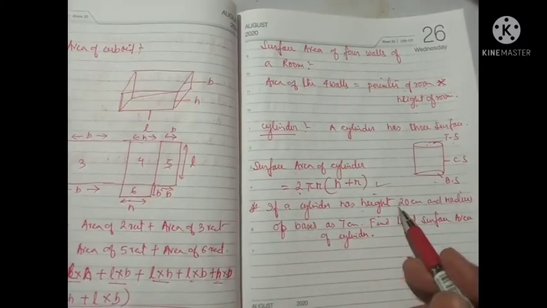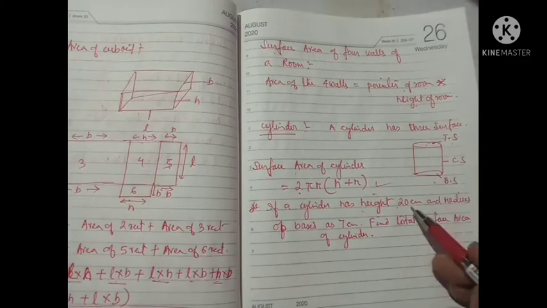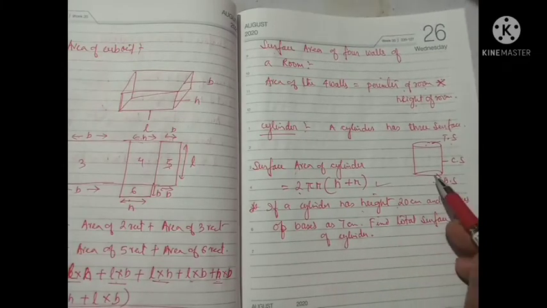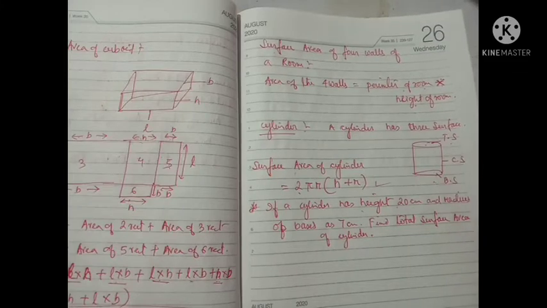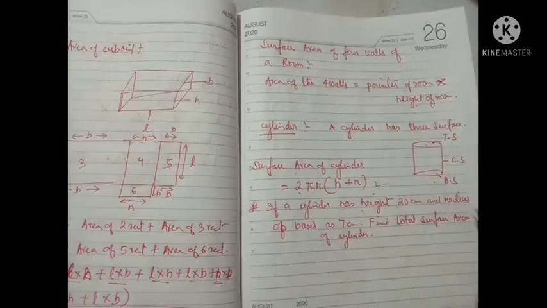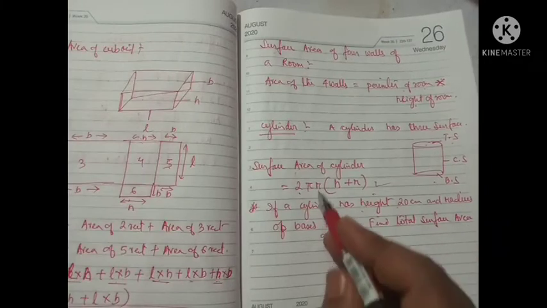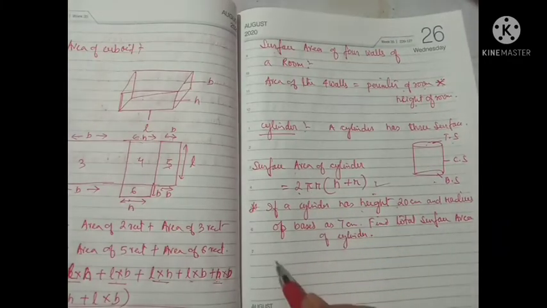If the height of a cylinder is 20 centimeters and the radius of the base is 7 centimeters, we have to find the total surface area of the cylinder. What is the formula for the total surface area of a cylinder?